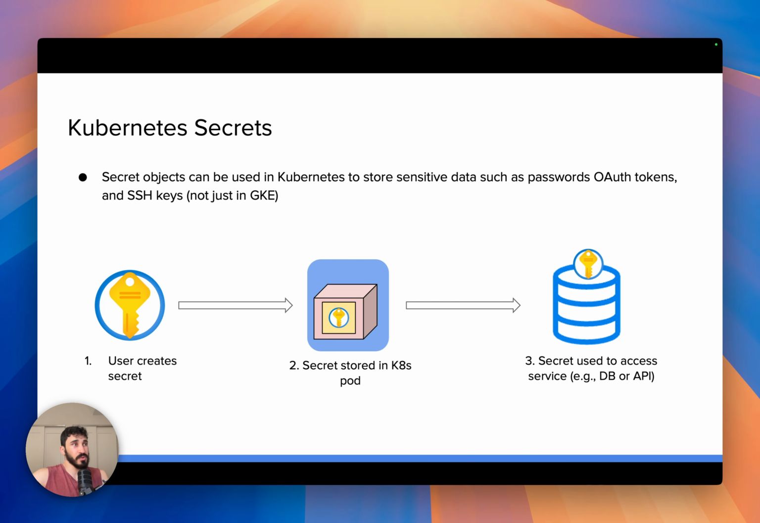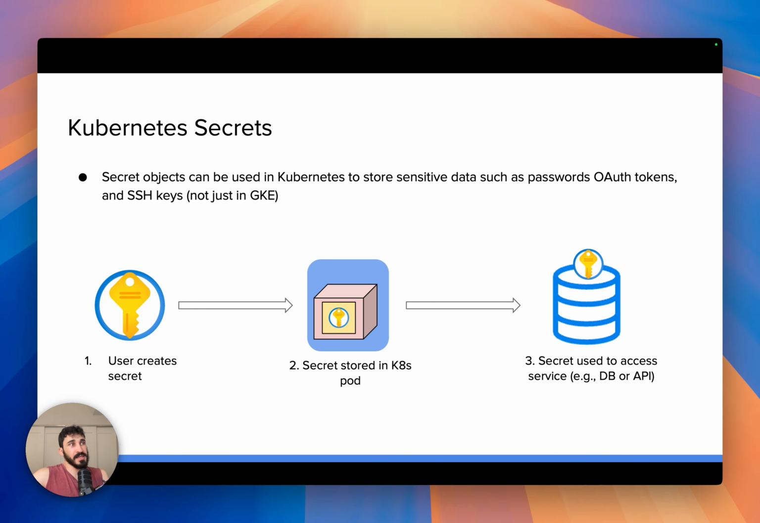And let's just walk through this real quick. So first, a user would create a secret. This could be anything from a password to an API token or an SSH key. Your application might need this to access a service or something else. And then once the secret is created, it is securely stored within a Kubernetes pod. The pod acts as the execution environment for your containerized application, as we know. And so it keeps the secret safe from external access, basically.